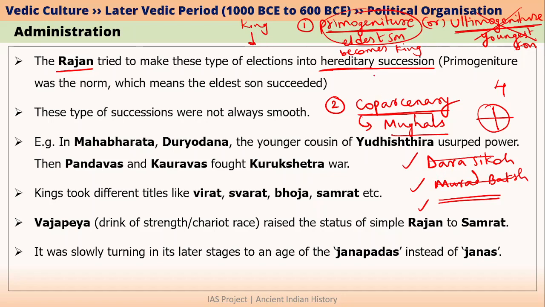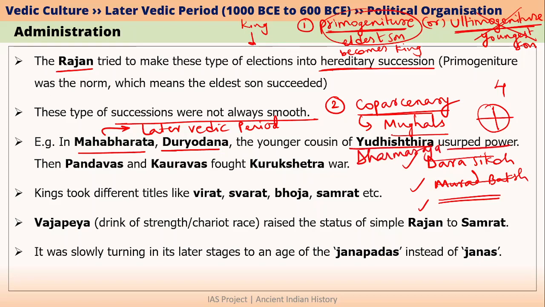Similarly, in the later Vedic period also, the successions were not always smooth. For example, if we talk about an example of later Vedic period successions, then we know about the story of Mahabharata. Mahabharata actually refers to the events of later Vedic period. But we already know that Mahabharata was compiled much later than later Vedic period. In the epic of Mahabharata, it was written that Duryodhana, who was basically the younger cousin of Yudhishthira, or let's say Dharmaraja, usurped the power. Usurp basically means take the power by force.